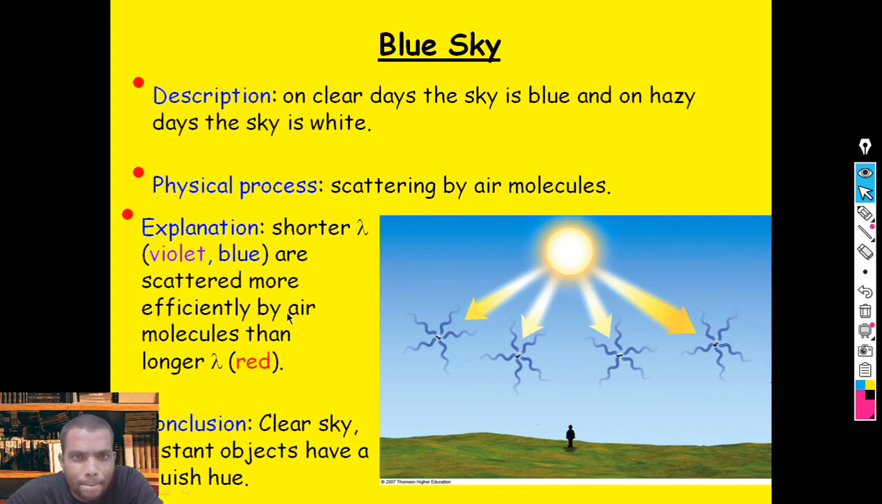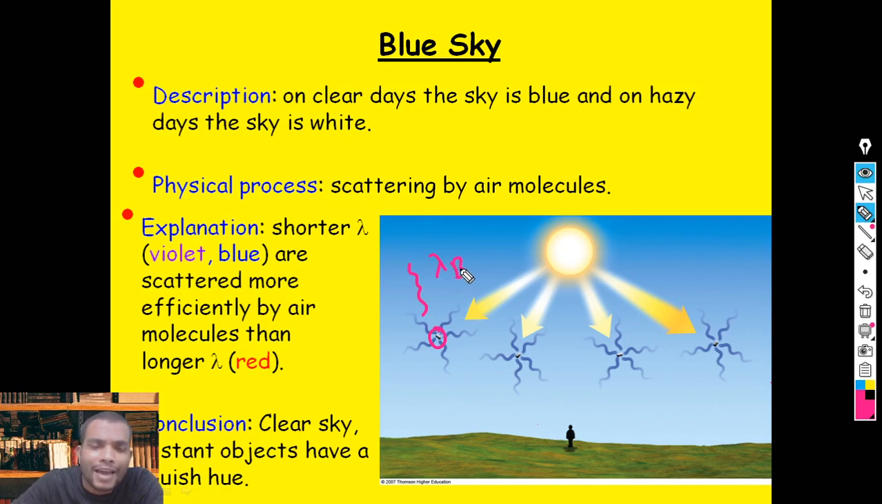Blue sky. On clear days, the sky is blue, and on hazy days, the sky is white. Here, what is the process? Here, the process is scattering by air molecules. The air molecule size is comparatively very small, and these small air molecules are able to scatter blue light.